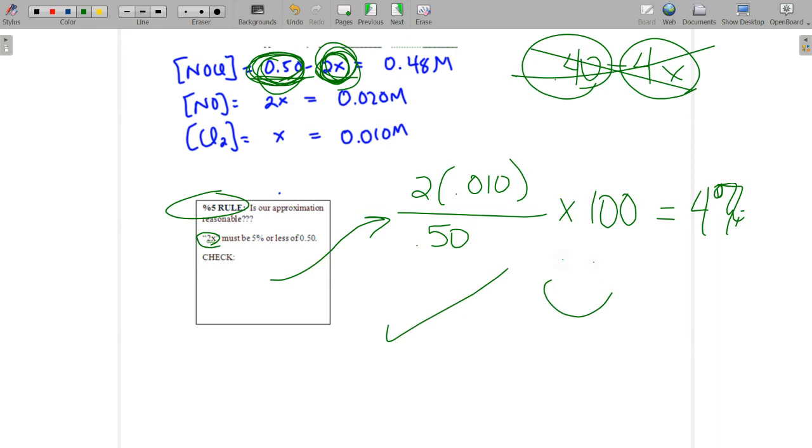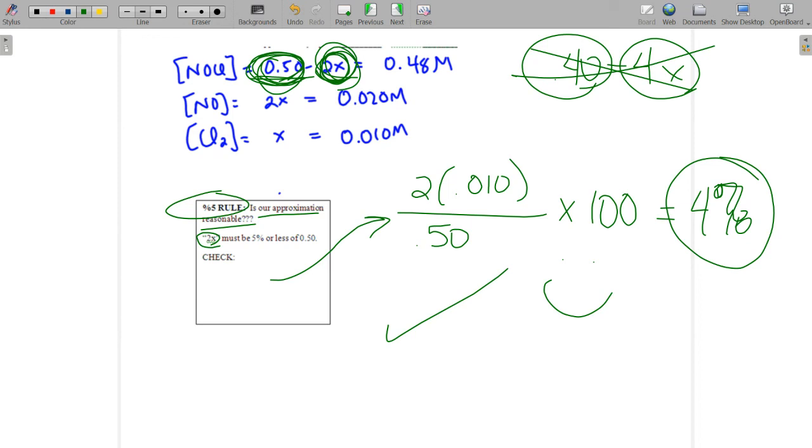Okay, now if that is not good to go, let's say you got 6% or 7% or 8% or something, guess what? You can't make that assumption. You have to go back and you actually have to use the quadratic formula. You don't want to have to do that, but if you must, if this comes out higher than 5%, then you know that your approximation was not reasonable, and therefore you need to go back and do all the quadratic formula steps.